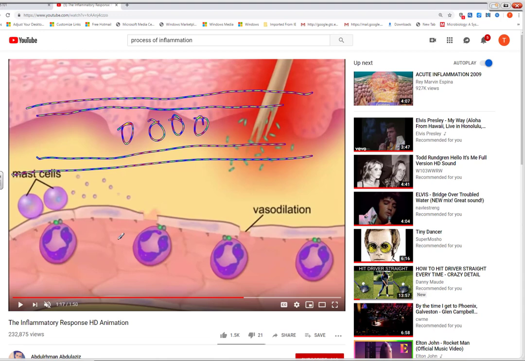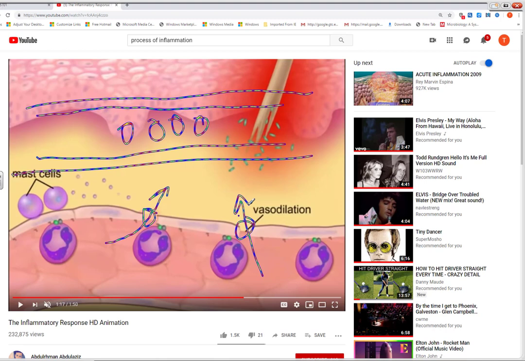Anyways, watch. So because of these little pores, these little openings in the capillary, fluid leaves the capillary and gets caught in the interstitial space. So what happens to that area? It becomes red, warm, and swollen. Tell me you got that.